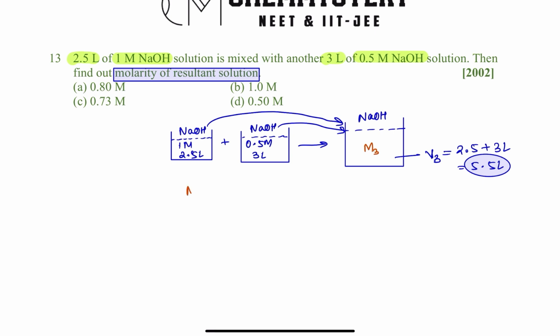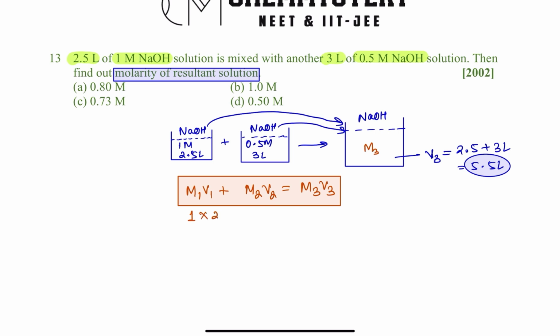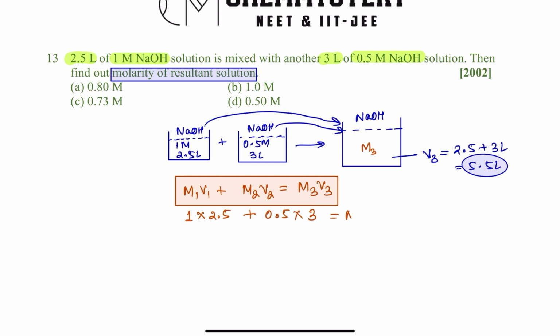What formula can we apply? M1 V1 plus M2 V2 is equal to M3 V3. The other information we have, only we need to find M3. Let's put everything. M1 is 1 molar, V1 is 2.5 liter, plus M2, which is 0.5 molar, V2 is 3 liters, is equal to M3, which we have to find out, and V3 is 5.5 liters. So M3 is equal to 2.5 into 1, which is 2.5, plus 0.5 into 3, which is 1.5, divided by 5.5.